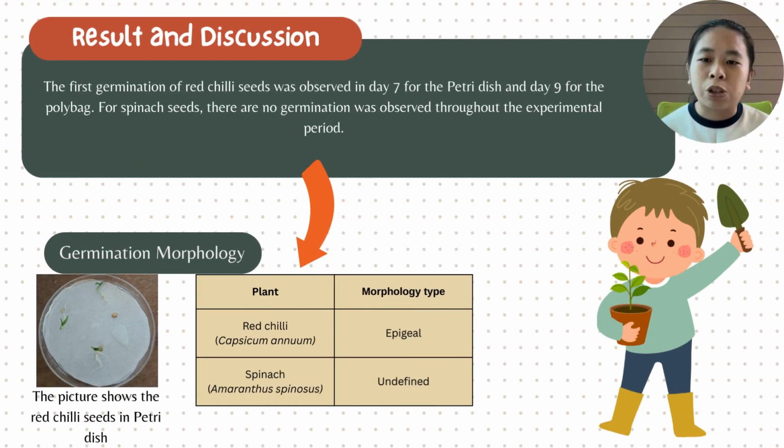After the data collection, I will talk about the results and discussions. The first germination of the red chili seeds was observed on day 7 for the petri dish and day 9 for the polybag. For spinach, no germination was observed throughout the experimental period. Below is the germination morphology for the red chili. It shows apical morphology, while the spinach is undefined. The right hand side of the picture shows the red chili seeds in the petri dish.